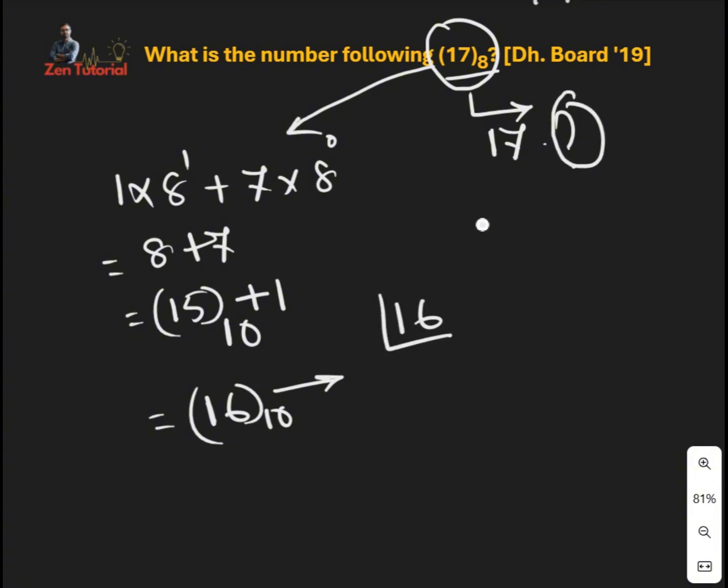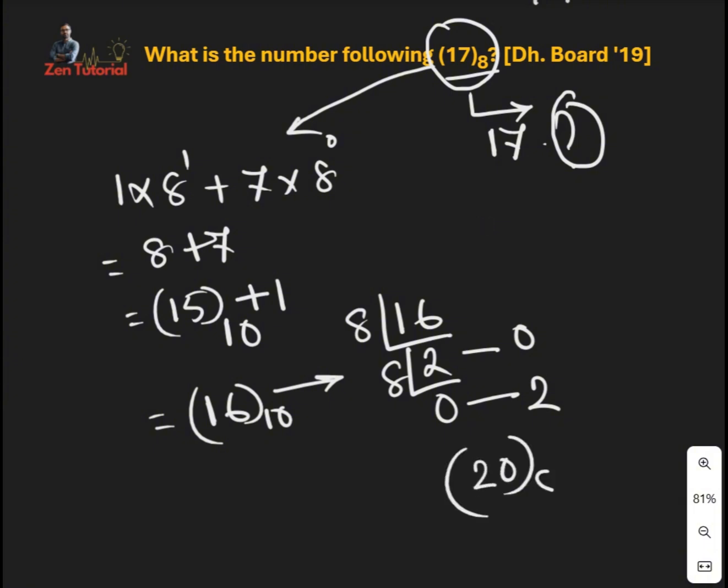So 16, let's convert into octal. So divide by 8. 2 times 8 is 16, so the remainder will be 0. Again 8 divided by 8 will be 0, so the remainder will be 2. So the answer will be 2, 0. This is octal. So the next number following 17 will be 20 in octal.